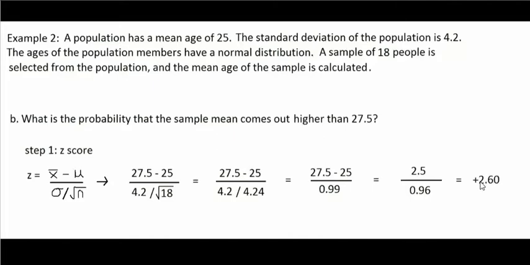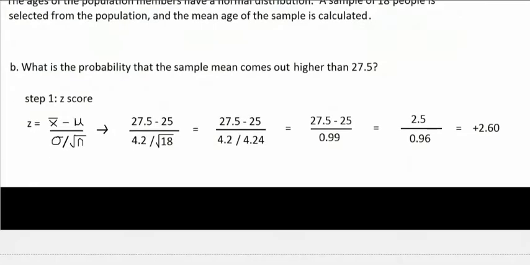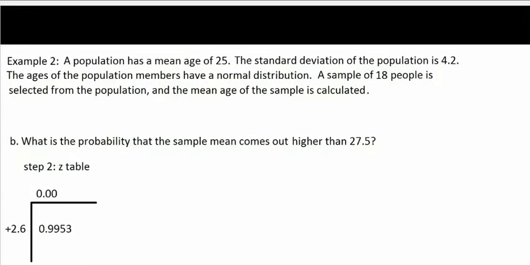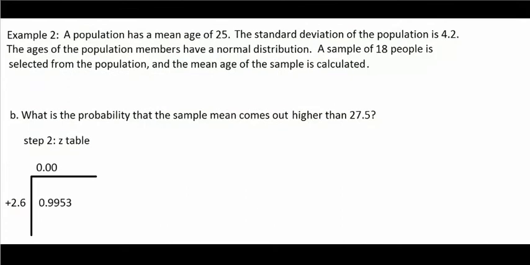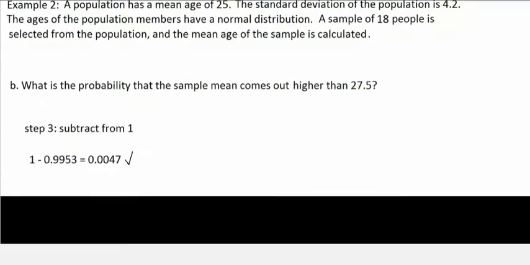So it looks like we're going to the positive z table on the right side, and we're going to row 2.6 and column 0. So it's row 2.6, column 0, and here's the number. But it's a higher than problem, which means, just like before, we need to do 1 minus this number. So it's going to be 1 minus 0.9953. So it looks like the answer is 0.0047.